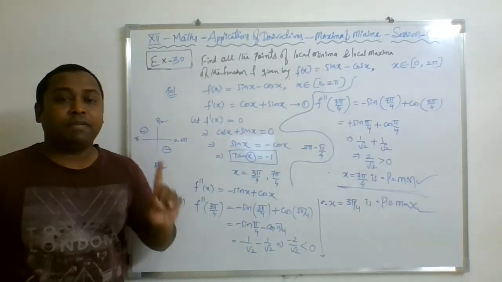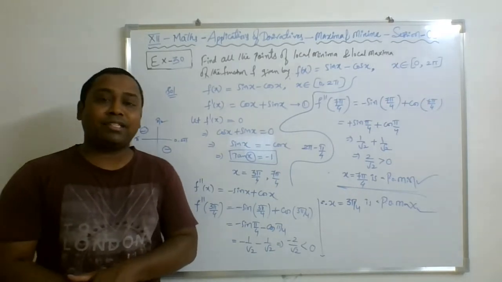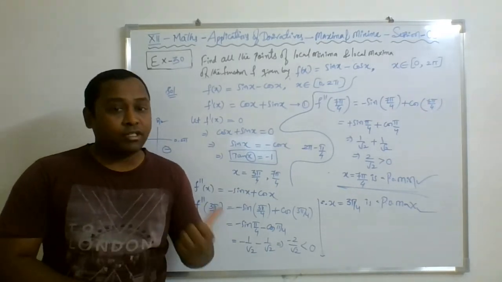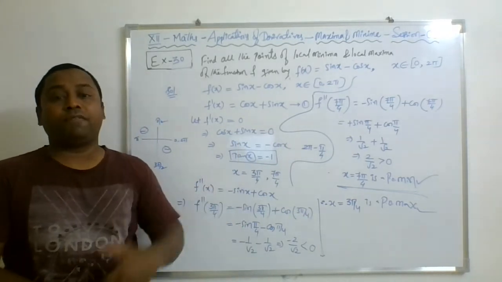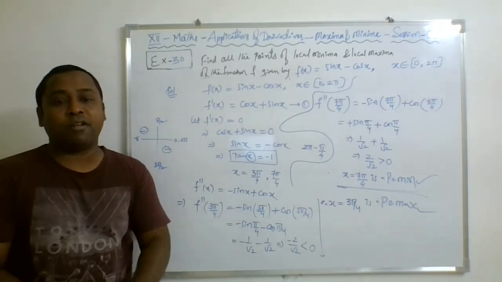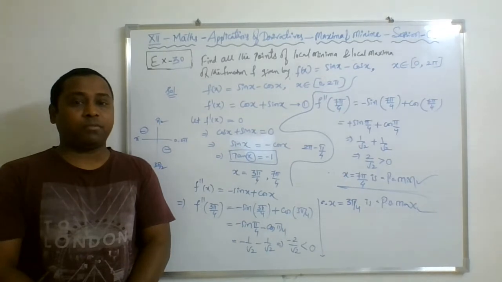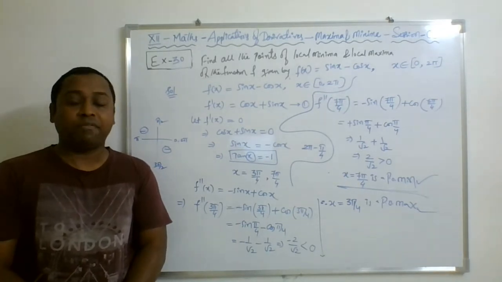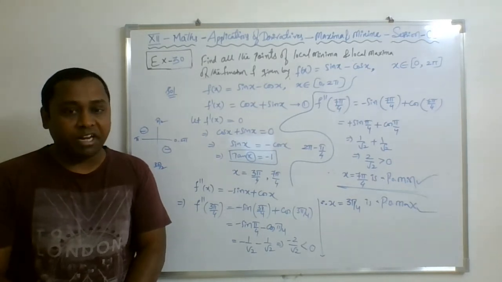But remember, if the double derivative becomes 0, the test will fail, meaning no decision will be taken at that point, and then we need to move to the first order derivative test to decide whether that turning point is a point of minima or a point of maxima or a point of inflection, meaning neither maxima nor minima.